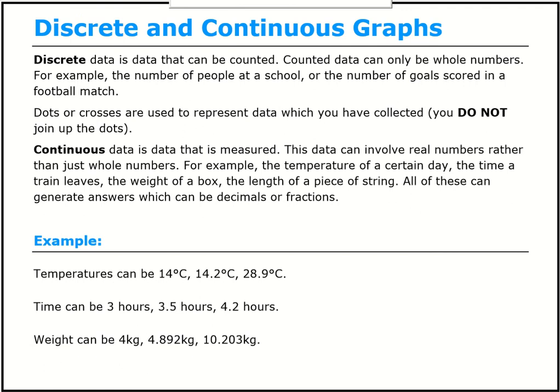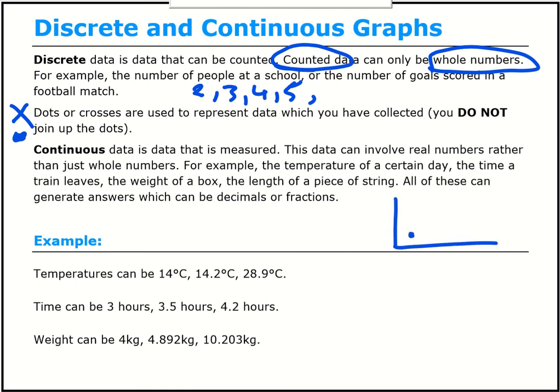And continuous and discrete. Discrete data is anything that we are counting, and that has to be whole numbers. I could be counting the number of people, the number of goals, those kind of things. So I'm only going to have whole numbers like 2, 3, 4, 5, etc. We often use a dot or a cross to represent the data. So I might have a graph which is just made up of dots like that, or dots that have crosses. Those would be my discrete data graphs.